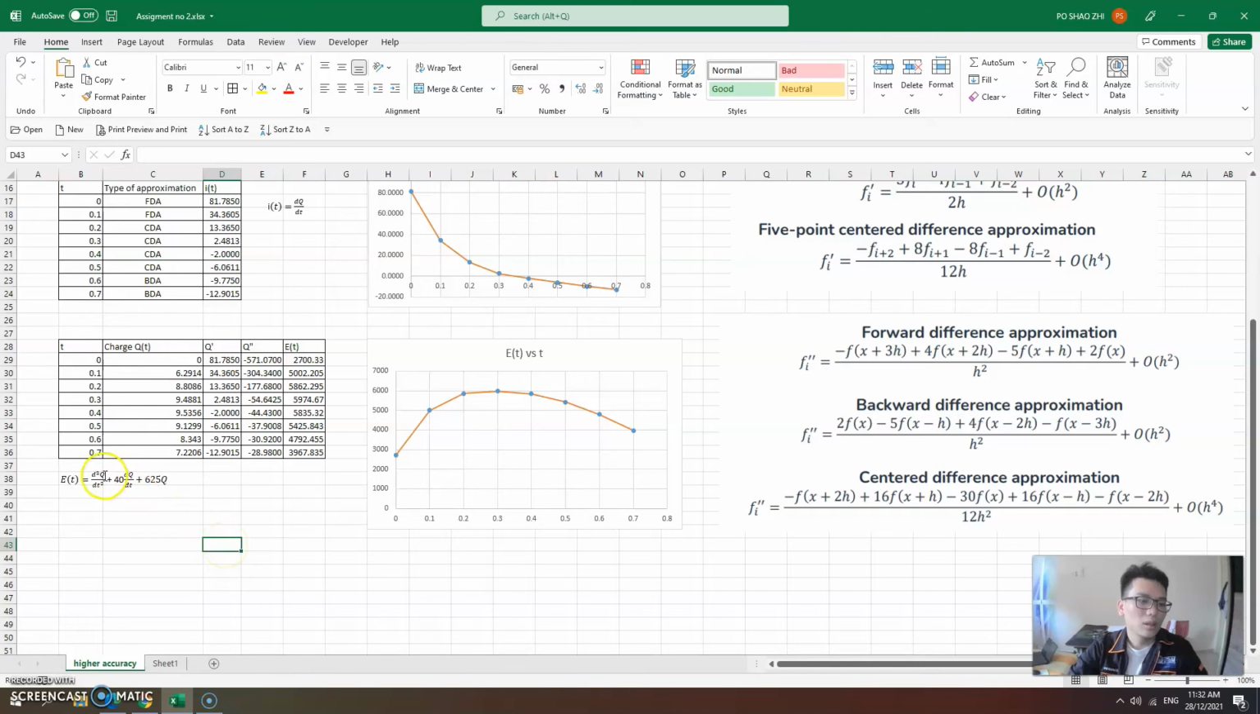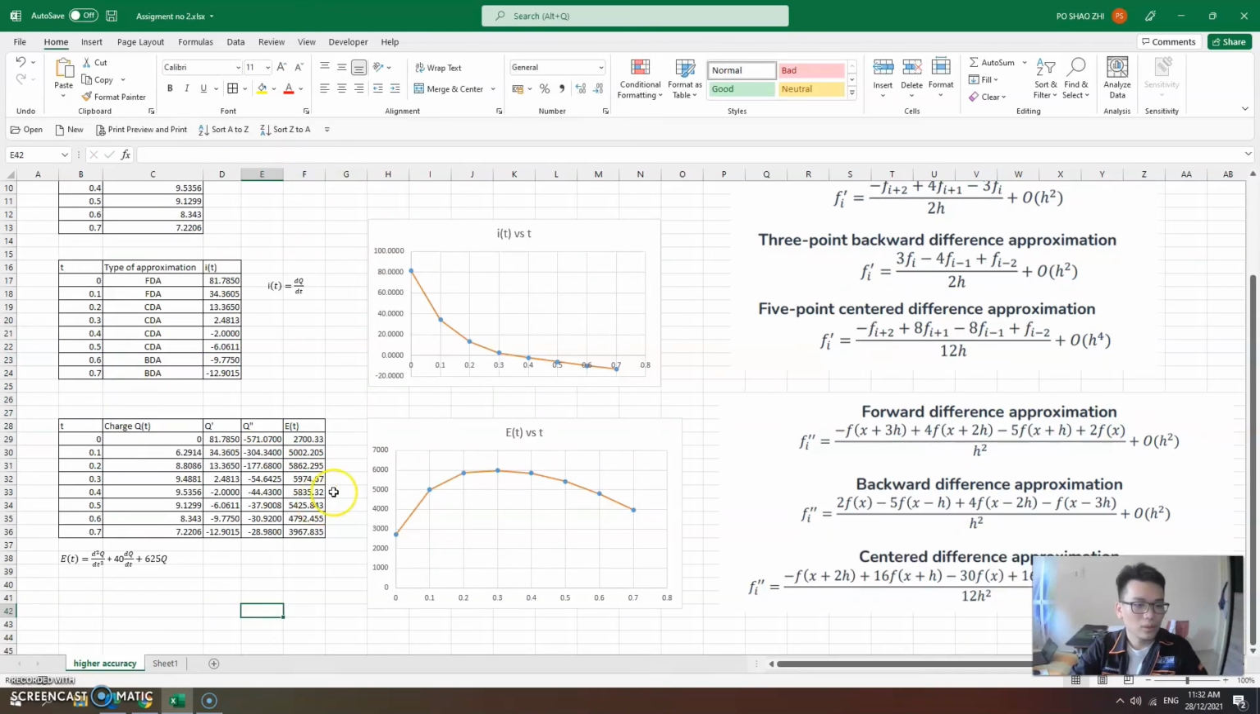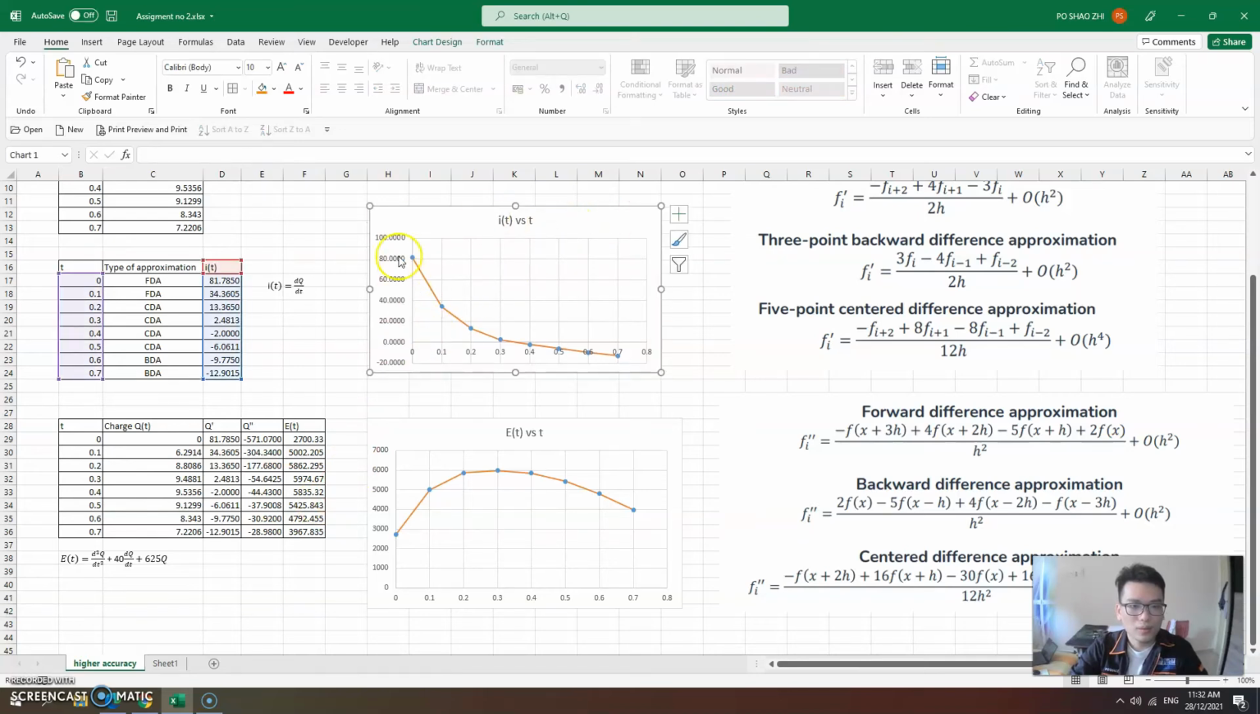By also keying in the formula over here, which is the same one, we get our E(t) value. So let's continue. We need to find E versus t. Here is the graph, where E is on the left axis and the x-axis is the time.